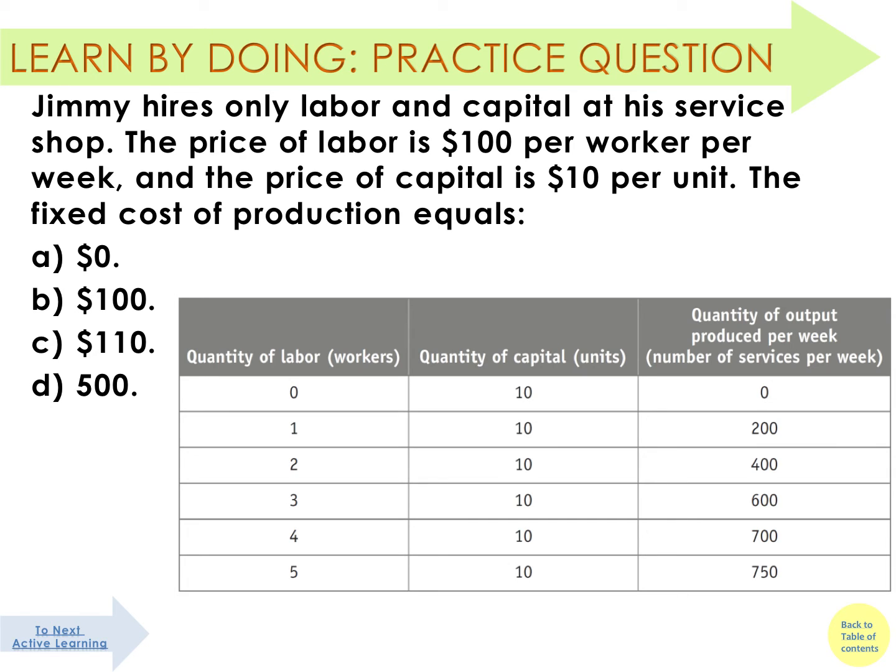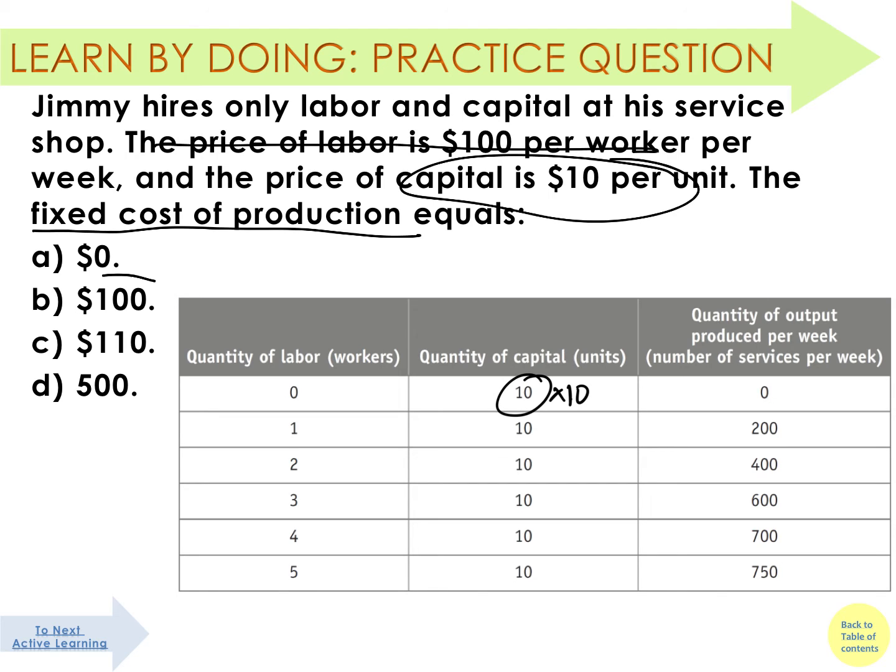Here's another practice question of a different sort. You're being given some info and you're being asked to decide which you need. So what's the info that we have? We've got labor is $100 per worker per week, and the price of capital is $10 per unit. What is the fixed cost of production? So fixed cost of production is, we're not going to care about labor. We're only going to care about capital. And we know the quantity of capital is 10, and it's $10 each. So the answer should be 100. And that's not going to change. That's the nature of fixed inputs.